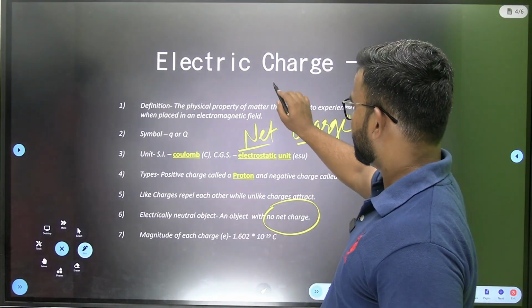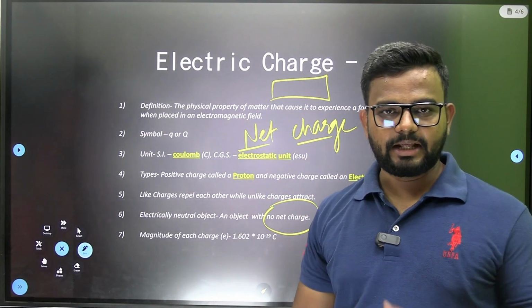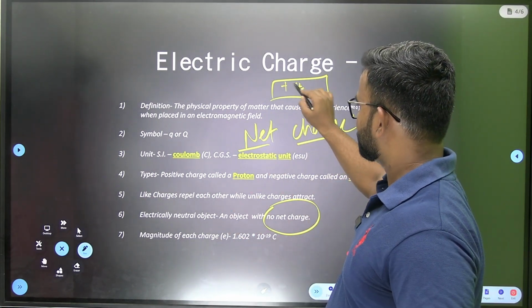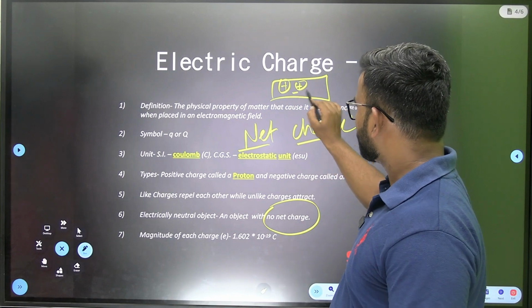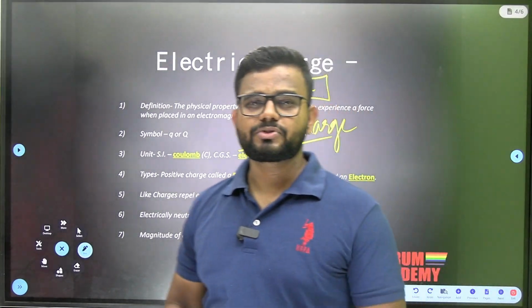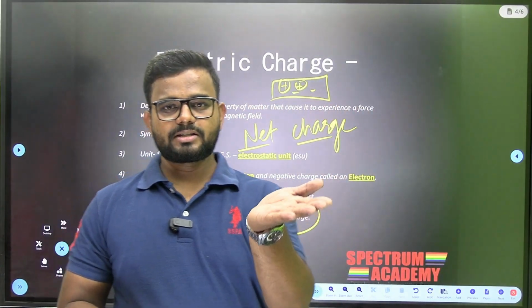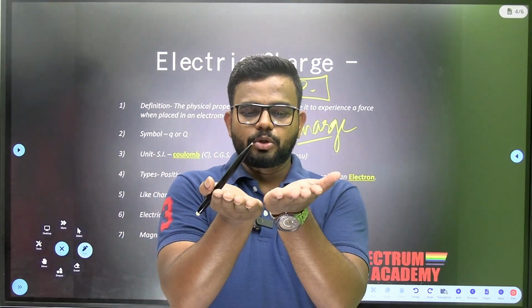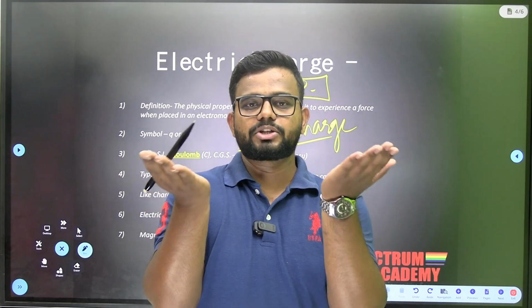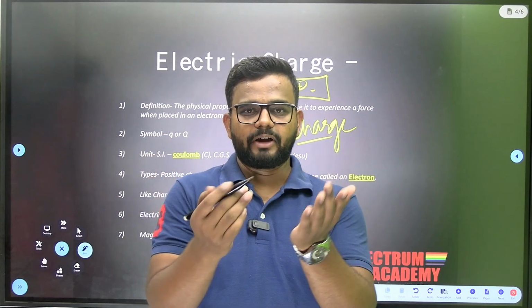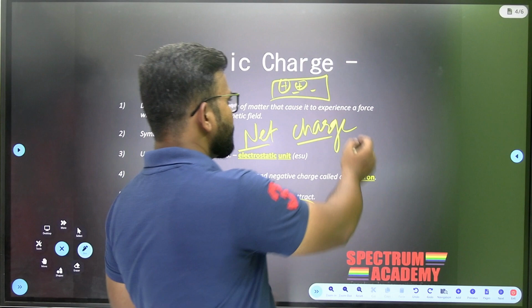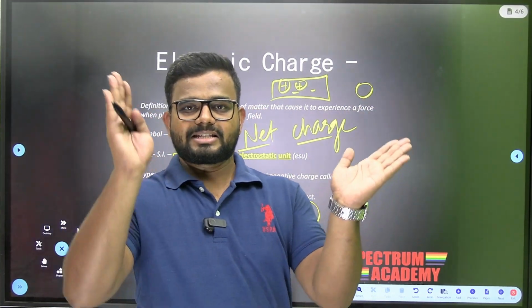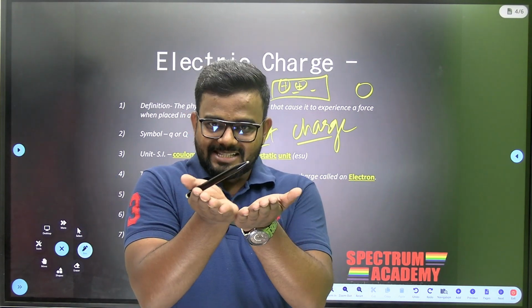Let us consider an example. Suppose we have this object which contains two positive charges, that is protons, and two negative charges. So the number of charges is the same. Positive charges 2, negative charges 2, so they are equal in number. So the effect of both the charges will be nullified. The total charge on the system will be 0. Why? Because we have the same amount of positive charge and negative charge, they cancel each other.